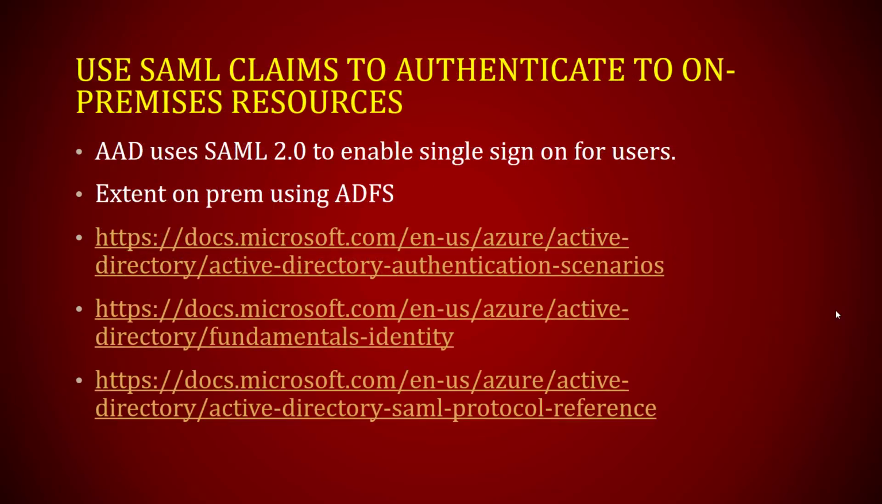So with SAML, Azure AD uses SAML 2.0 to enable single sign-on for users. Now that single sign-on can get access to cloud resources, but it also can be used to get access to on-prem resources. If we're doing on-prem resources, then we need to have some way for that SAML token, or SAML claim, sorry, to come back on premise, and that's by using something like ADFS to put into place.